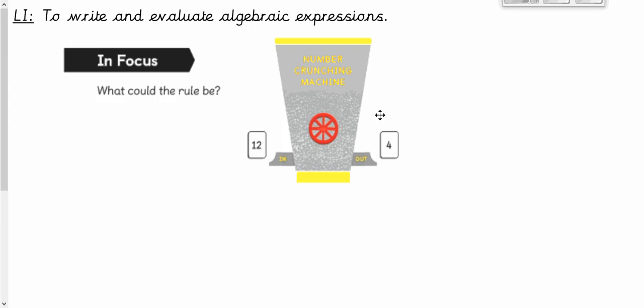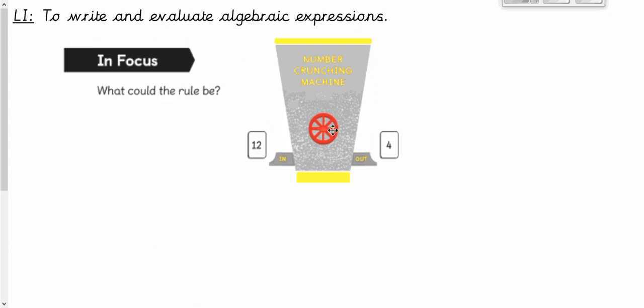So here's our number crunching machine. What could the rule be? That word could, not what is the rule, what could the rule be? So we've got 12 and 4. Let's have a little think now. What could it be? How do we get from 12 to 4? What ways can you think of? How many ways can you think of? Let's have a think about that one.